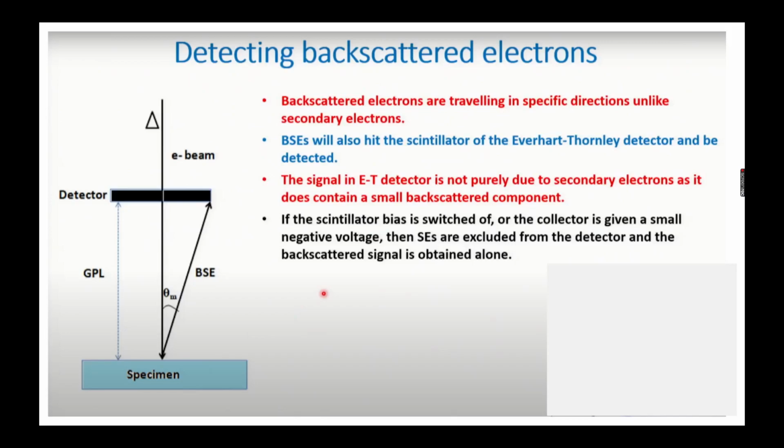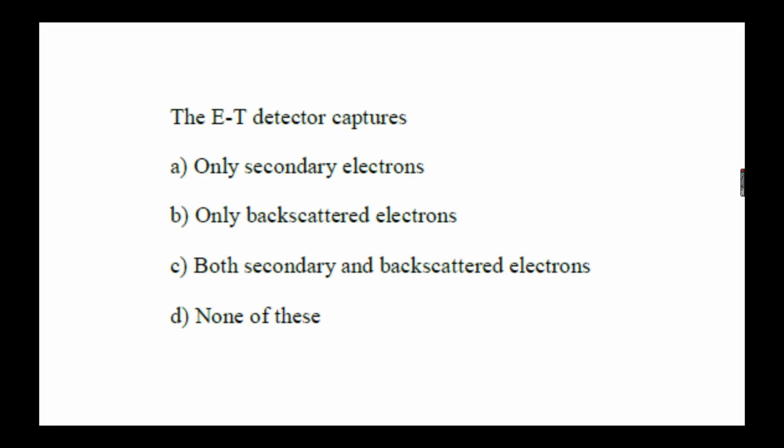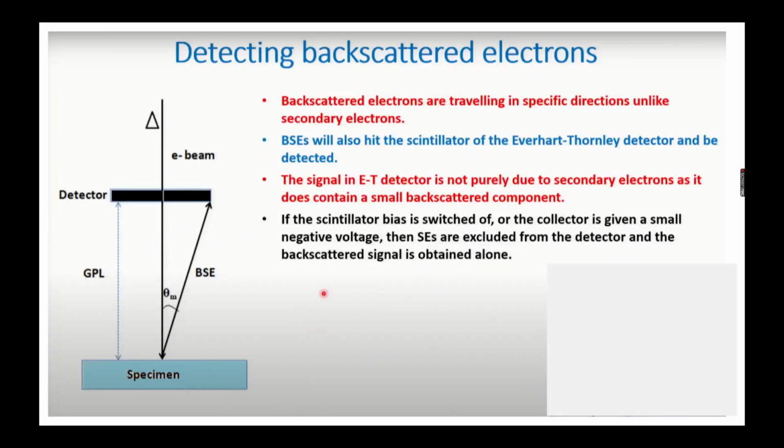The other way is that the collector is given a small negative voltage. When the collector is given a small negative voltage, then your secondary electron can be excluded and only BSE can be detected by your ET detector. So both secondary and backscattered electrons can be detected by your ET detector.